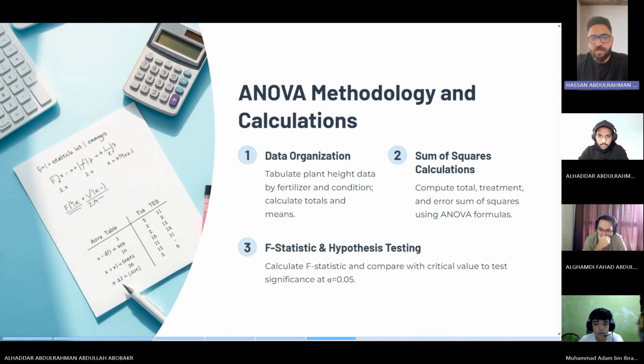So, ANOVA methodology and calculation. First, data organization: tabulate plant yield data by fertilizer and condition. Calculate totals and means. Second, sum of squares calculation: compute the total, treatment, and error sum of squares using ANOVA formulas. Last, F statistic and hypothesis testing: calculate the F statistic and compare it with the critical value to test significance at alpha 0.05.